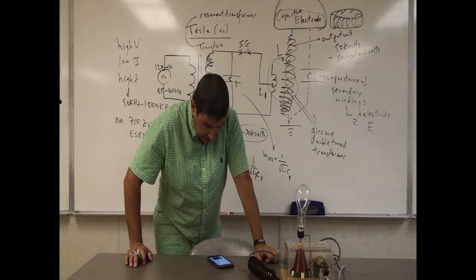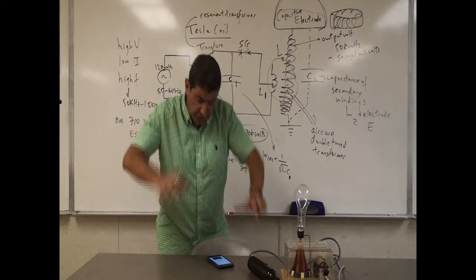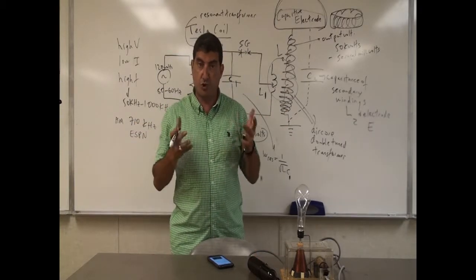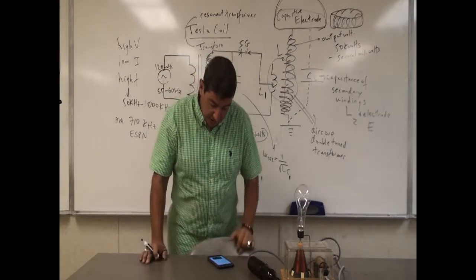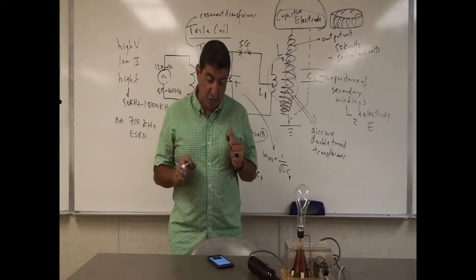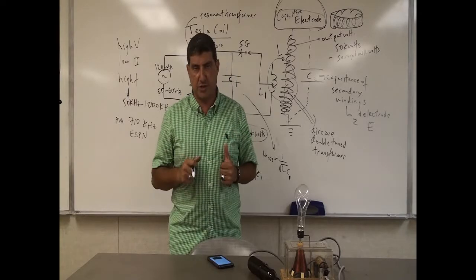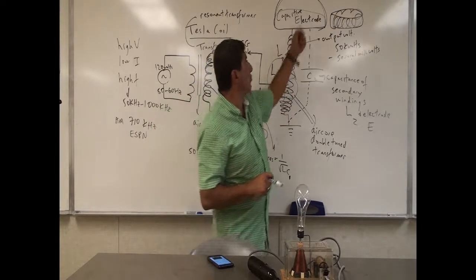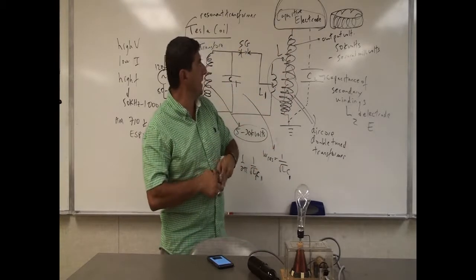Then it says its large surface area suppresses premature air breakdown and arc discharges, increasing the Q factor and the output voltage of the Tesla coil, right? That would be the capacitive electrode.